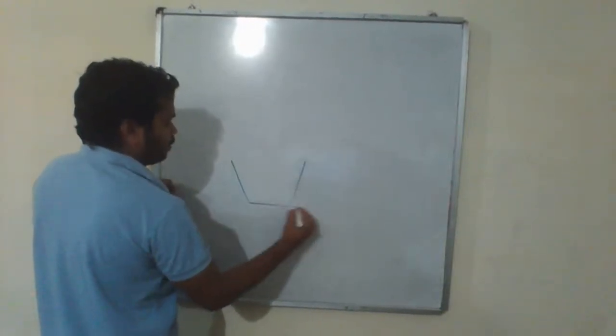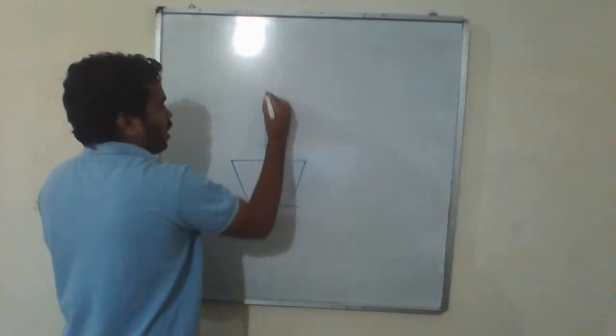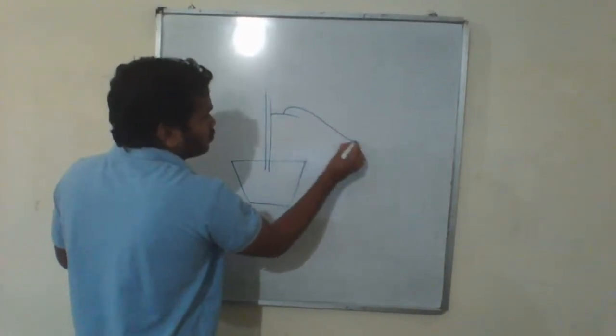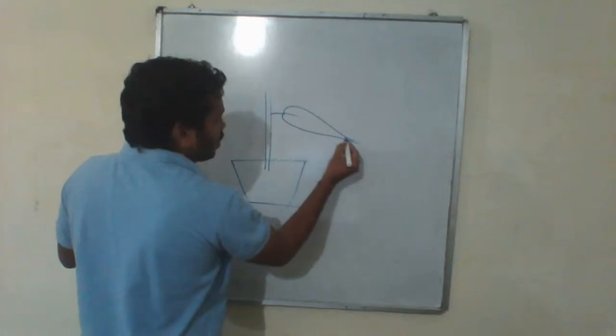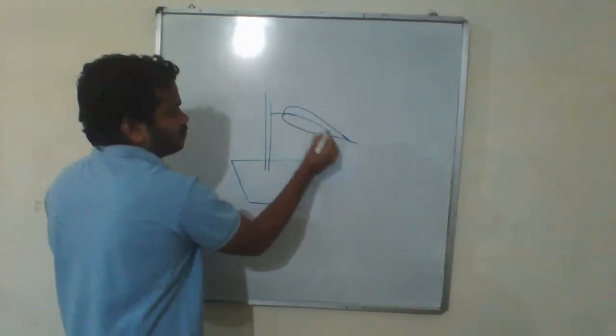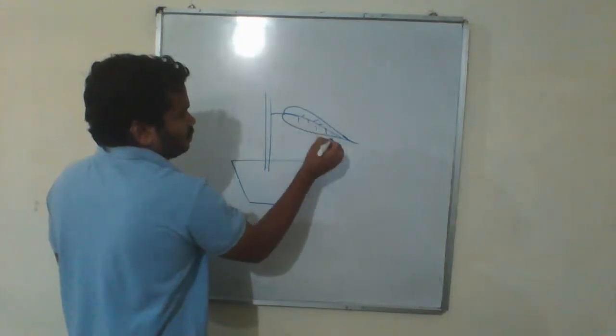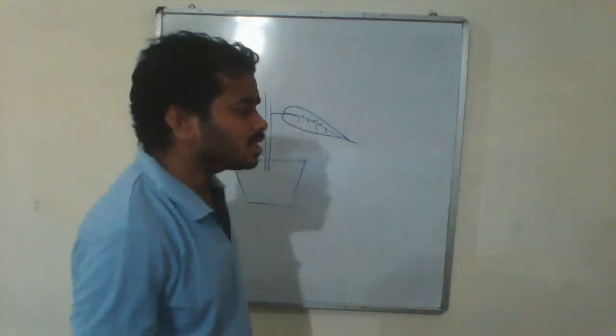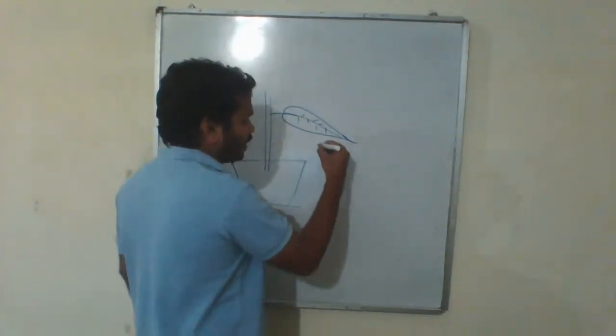A potted plant. As assumed, you have taken a potted plant which has a lengthy leaf, a narrow and lengthy leaf.